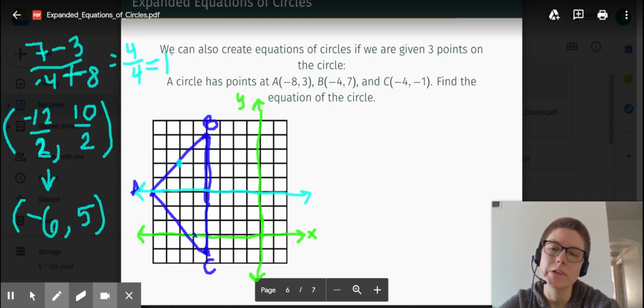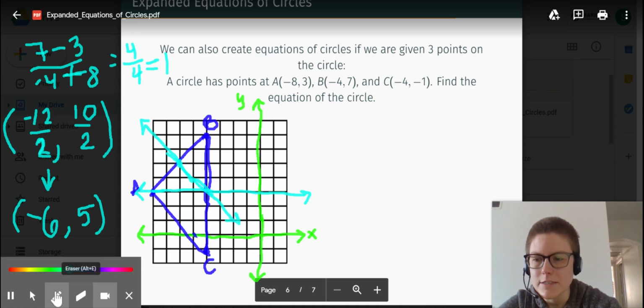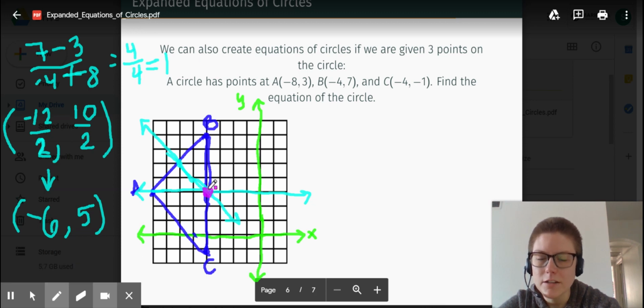And just to reiterate, since our slope of AB is positive 1, the opposite reciprocal, the slope of its perpendicular line, is going to be negative 1. So we just want to go negative 1, which is like this, and like this. And we see here where the intersection of the two perpendicular bisectors is. We'll mark that in another new color. There's so many color choices. So that is the center of our circle.